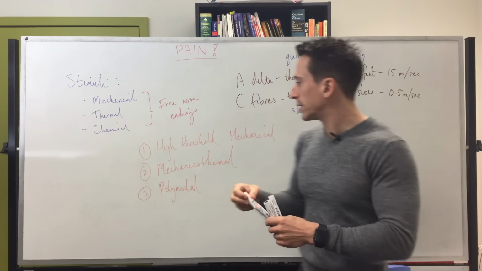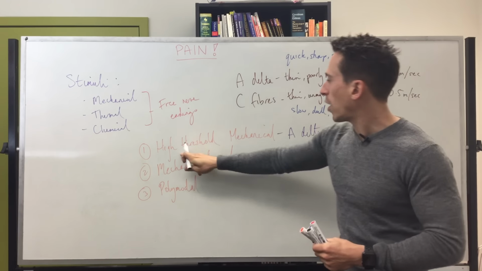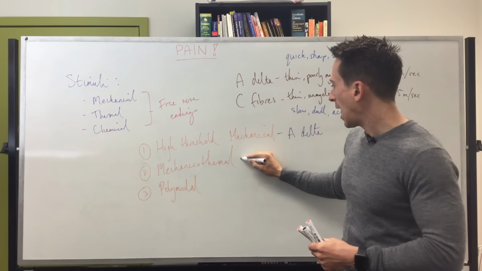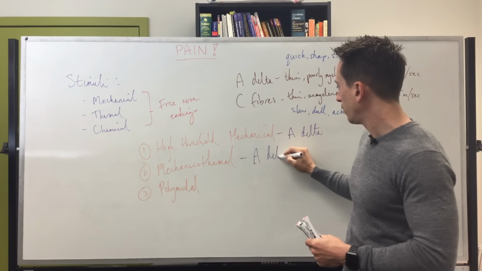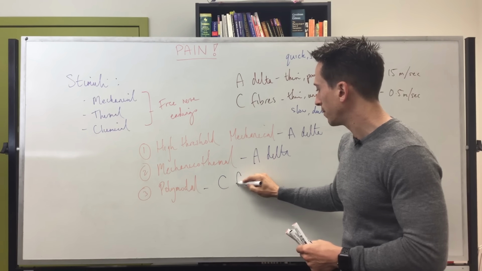When it comes to A delta fibers and C fibers, what type of receptors do they have? Well, what you'll find is that the A delta fibers will have high threshold mechanical receptors and mechanicothermal, and that the polymodal receptors are those of C fibers.